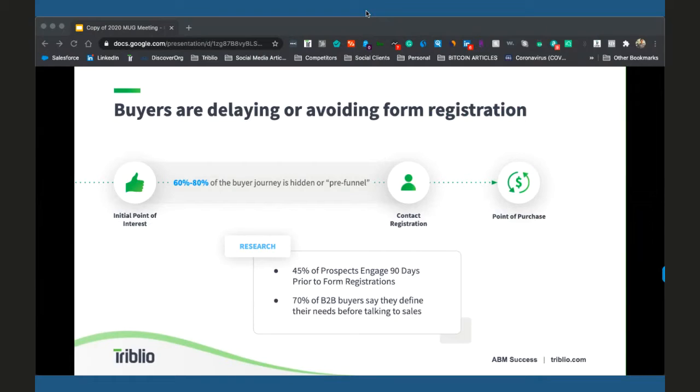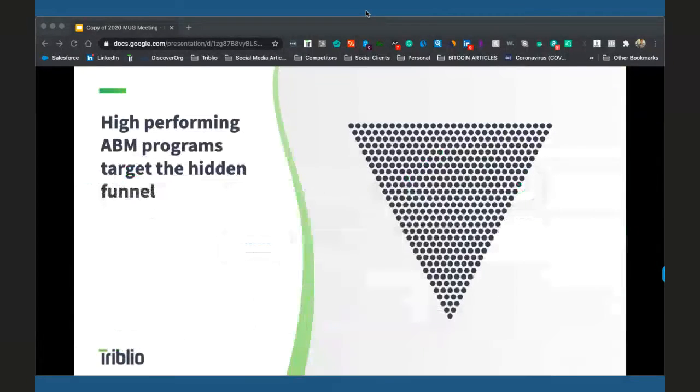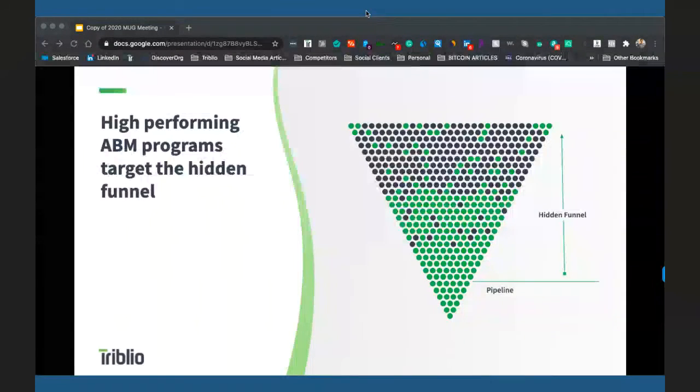And so your pipeline, or who actually is in it, is this very condensed part of the overall bigger picture. And our customers who are really doing ABM are doing it in a way that looks to find these companies in the hidden funnel so that they can engage and nurture earlier and much longer in that buyer journey, right?